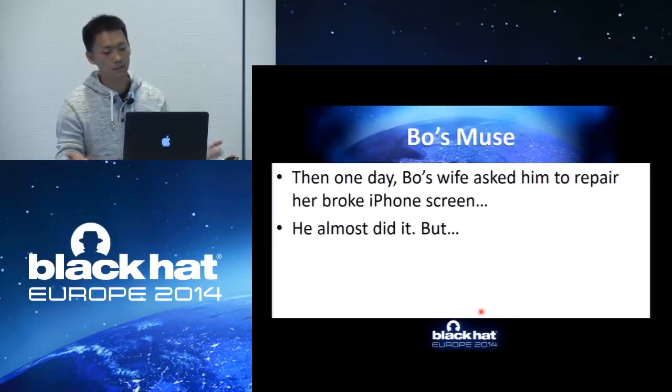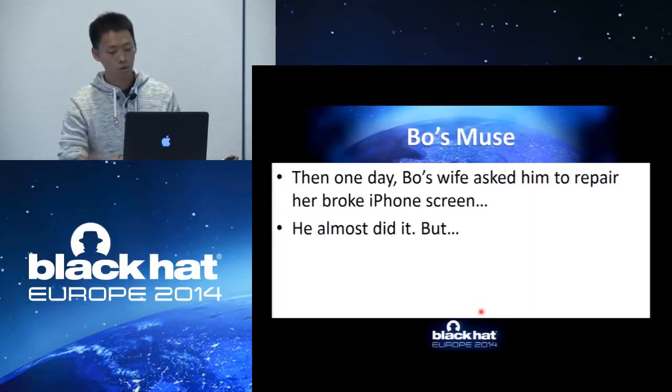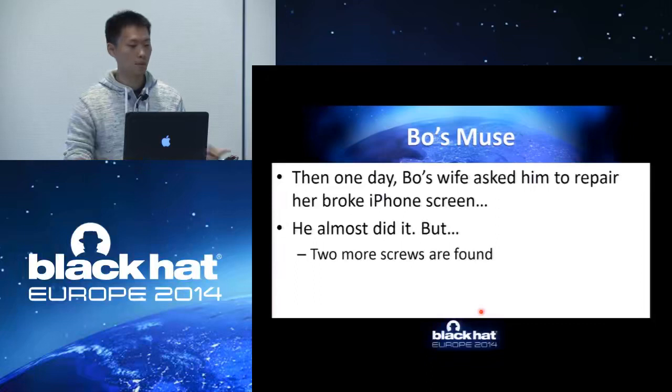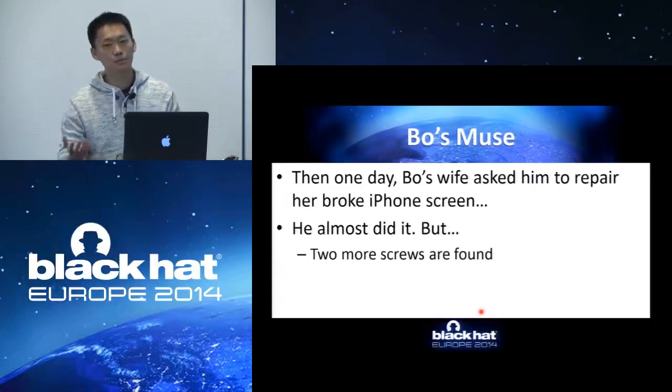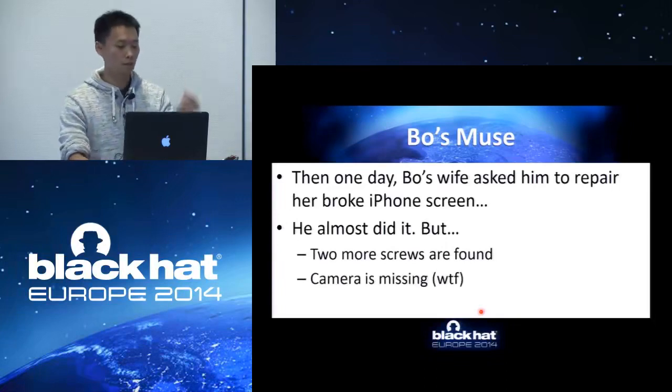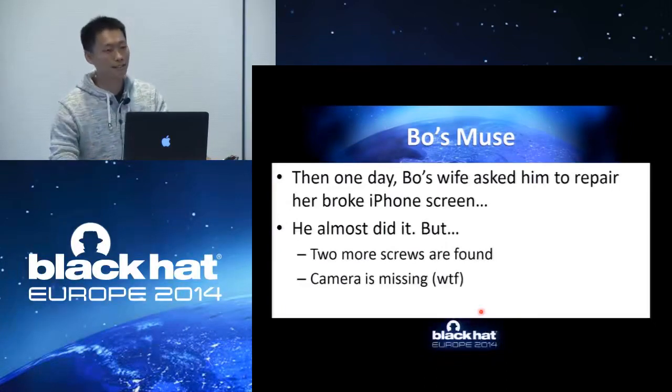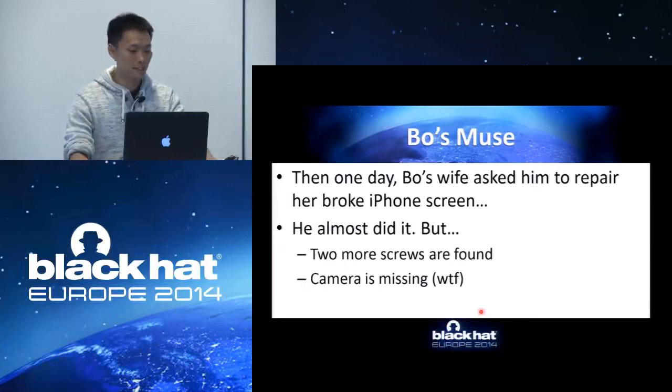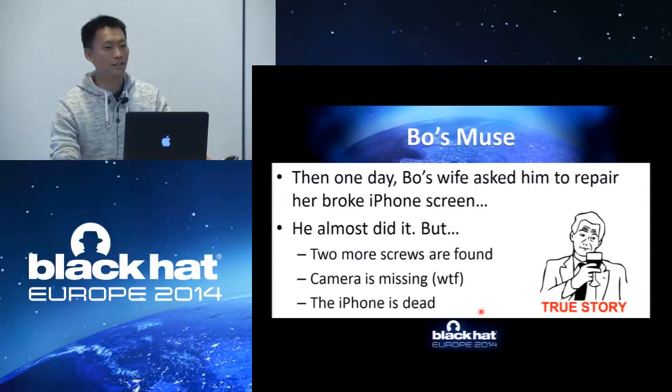But after he replaced the screen, we found 2 more screws on the table. Those screws should be inside the iPhone, but they are on the table. So something went wrong. And we turned it around, we could not find the camera. The camera is missing. And the worst thing is this iPhone is dead. We cannot turn it on.